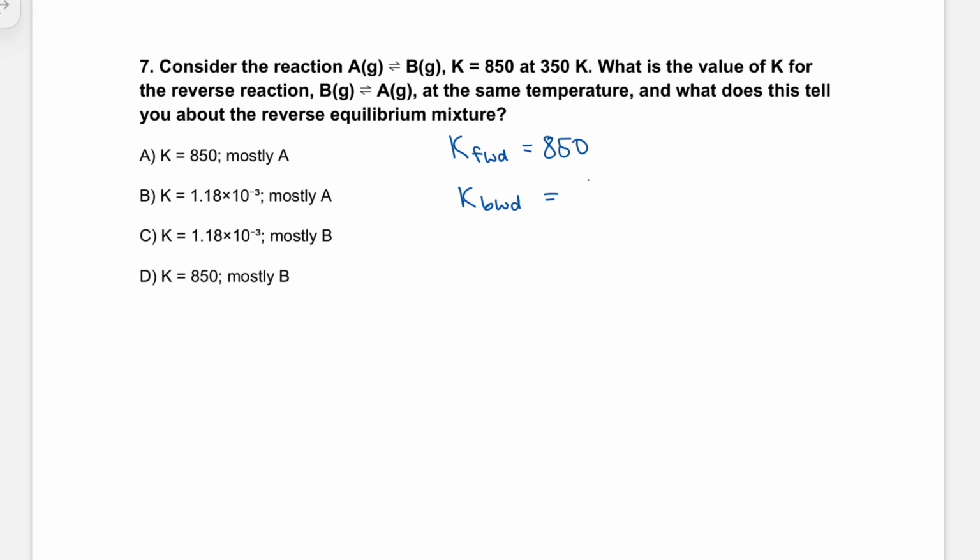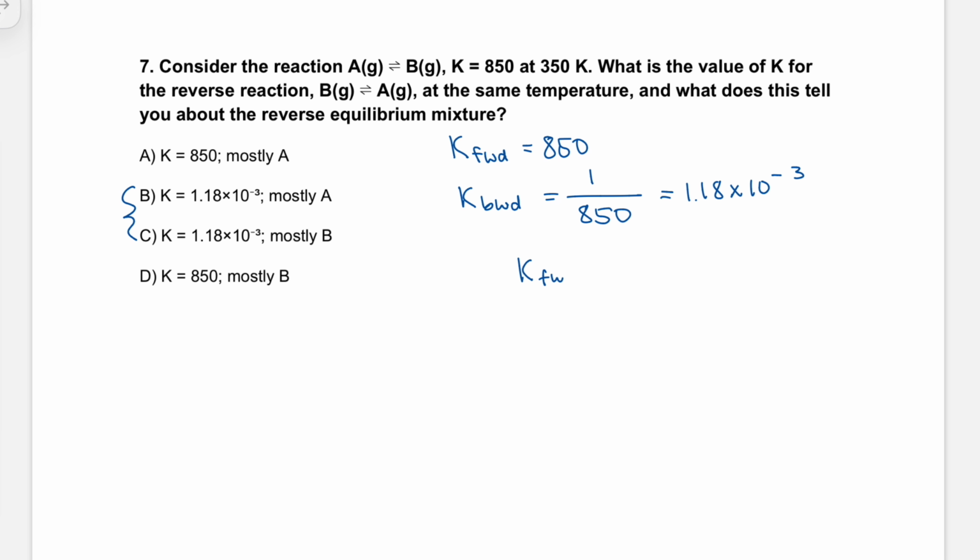And as we learned a few moments ago, we just take the reciprocal, which will give 1.18 times 10 to the -3. So it's either B or C. And then what does this tell us about the reverse equilibrium mixture? We have to compare what it's like compared to the forward reaction.